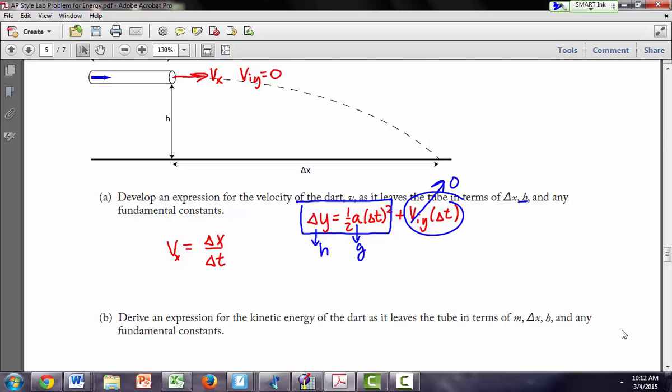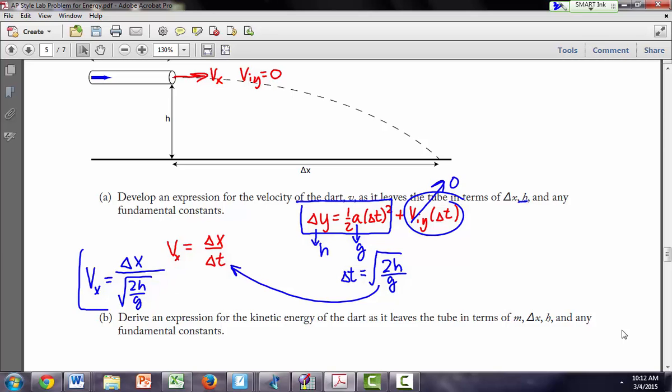So solving for delta t, it is equal to the square root of 2h over g. I can substitute that in over here, and I have an expression for initial velocity as delta x over the square root of 2h divided by g. So that would be the answer to part A.